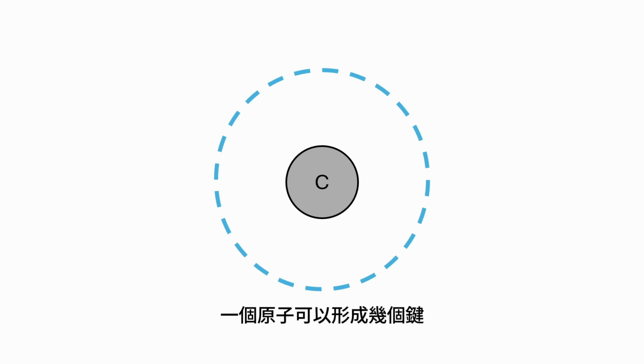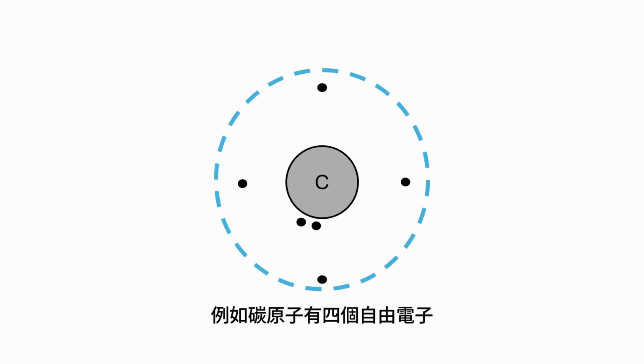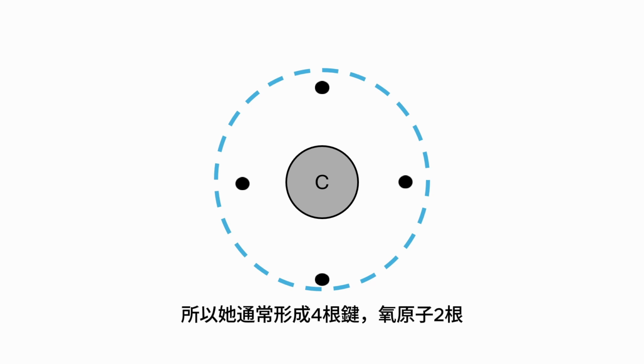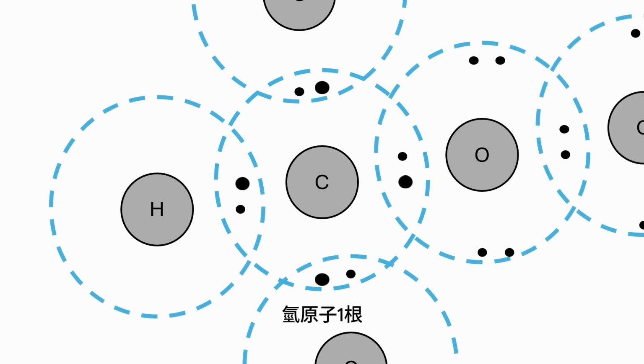The number of bonds an atom can form depends on its electron arrangement. Only the electrons in the outermost orbital, the one furthest from the nucleus, can participate in bonding. For example, carbon has 4 electrons free to bond, so it usually forms 4 bonds. Oxygen forms 2, and hydrogen forms just 1. Following this rule allows atoms to connect and build everything from simple gases to complex DNA.